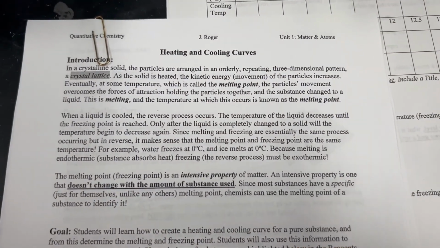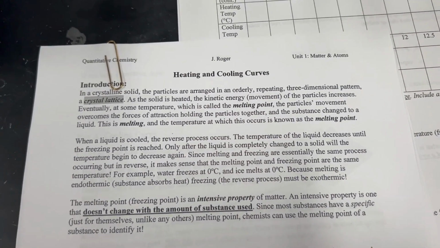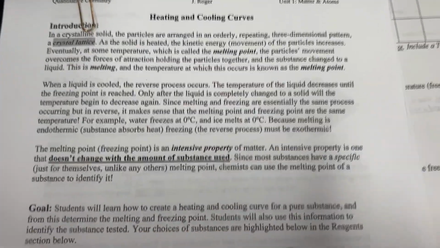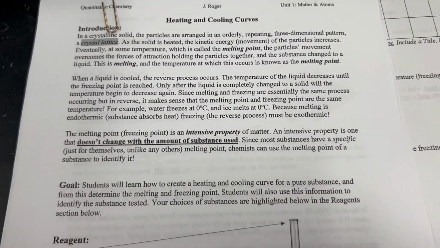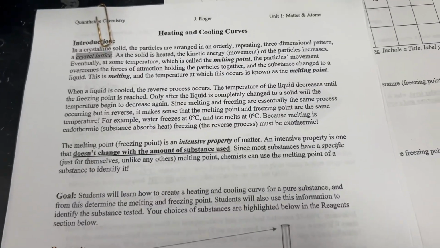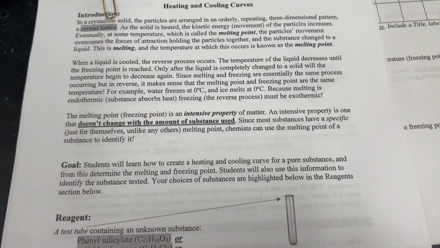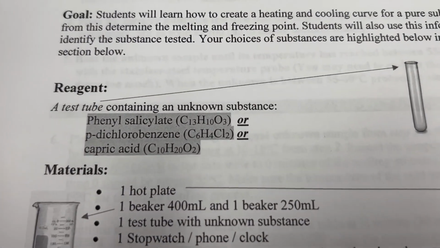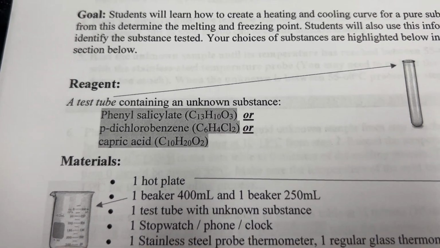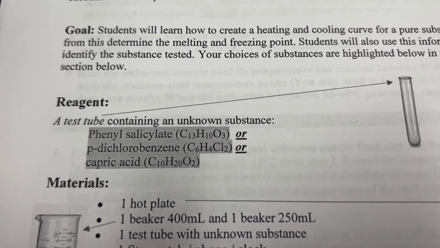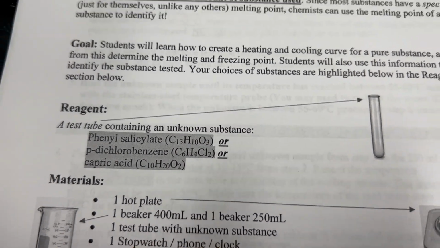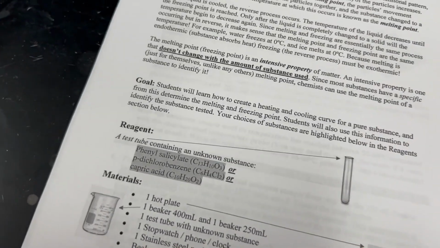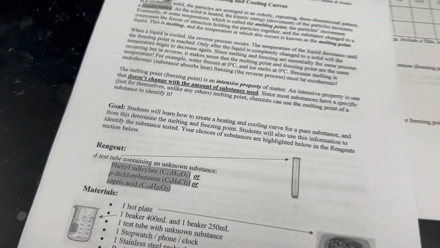Today's activity is the heating and cooling curve of a pure substance. The goal is to use the melting and freezing point of a mystery substance to identify it. Our unknown is going to be one of these three substances: phenyl salicylate, p-dichlorobenzene, or capric acid. And we are going to do that right now.